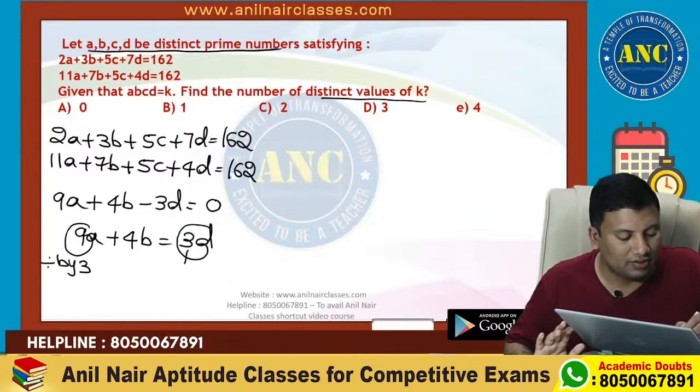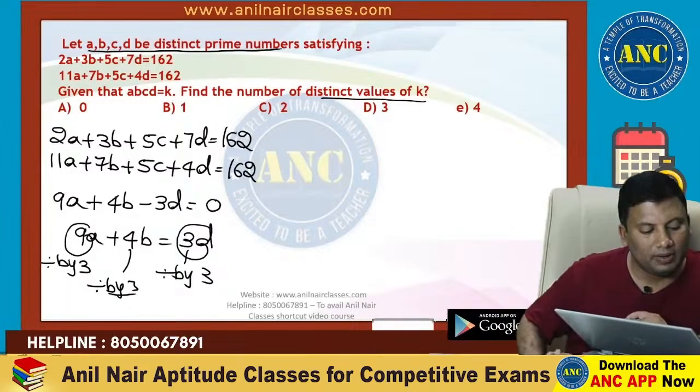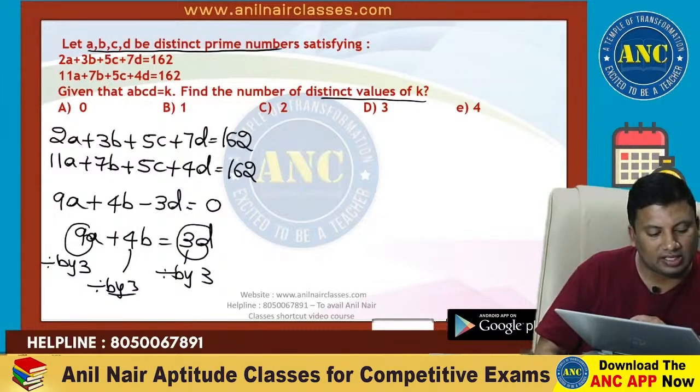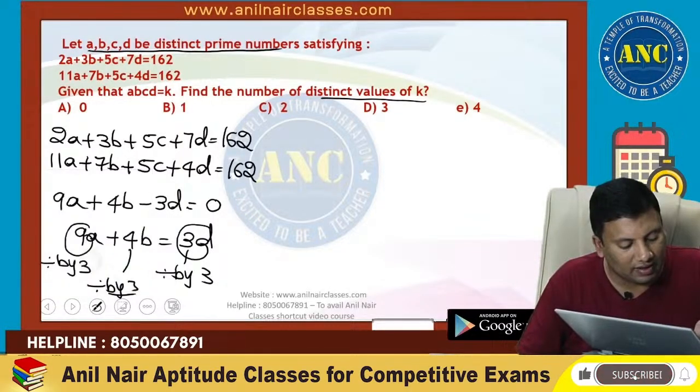This is divisible by 3. So B should be divisible by 3. I hope it is clear, right? So what we will make is, we will make a slight change so that we will get the value.